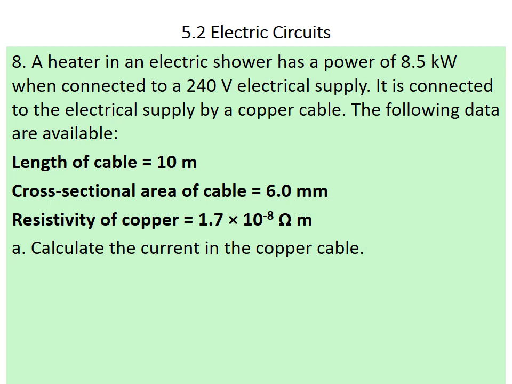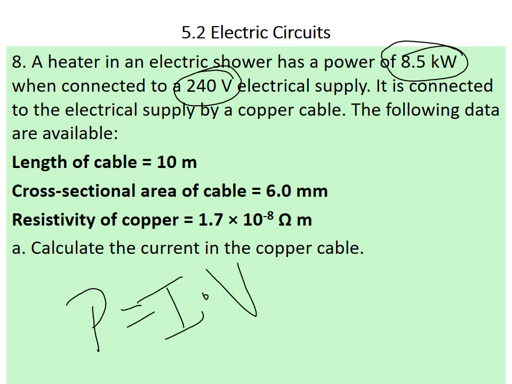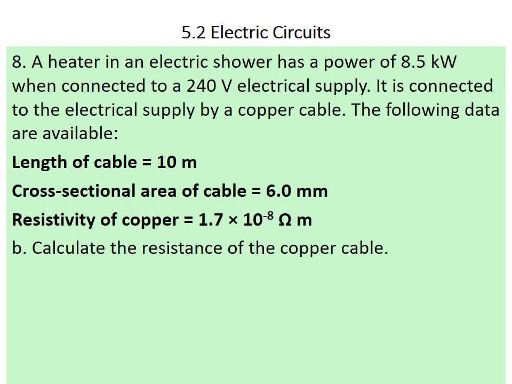So to do this, I can note that I have the voltage of the power supply. I have the power consumed by the electric shower. So I can use this equation to get the current. P equals I times V. Part B, calculate the resistance of the copper cable. For this, you need to use the resistivity equation.